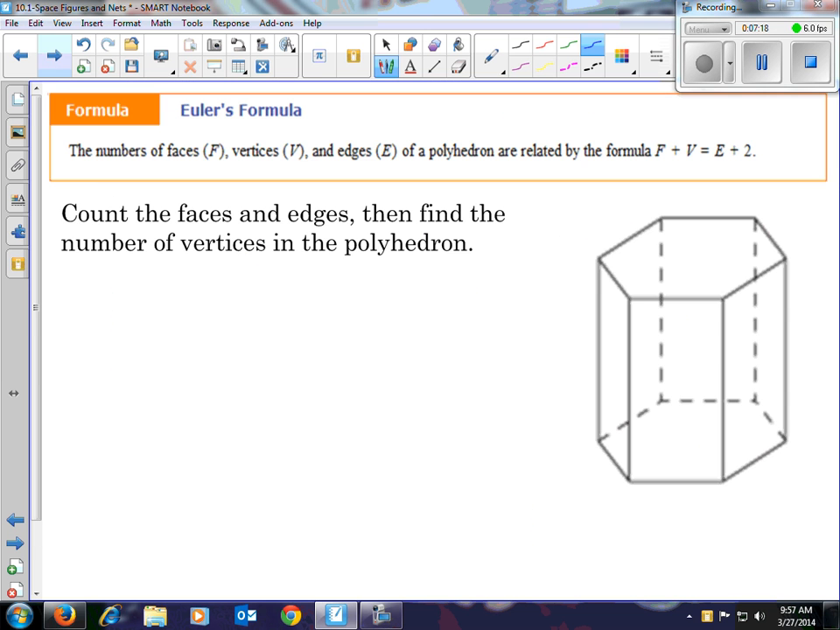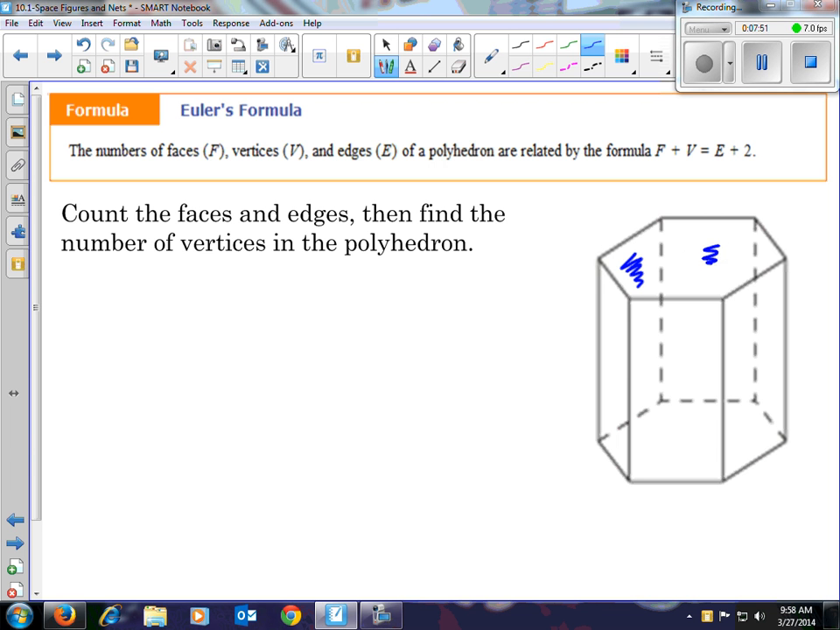Okay, now we're going to talk about a formula. It's called Euler's formula, and it's the number of faces, vertices, and edges of a polygon are related in the formula f plus v equals e plus 2. So our first example is going to be count the faces and edges, then find the number of vertices in the polyhedron. Now when you're counting, I would suggest getting colored pencils and marking things off so you don't get lost. So for example, this is one face, and I marked it with a blue line, so I know I already counted it.